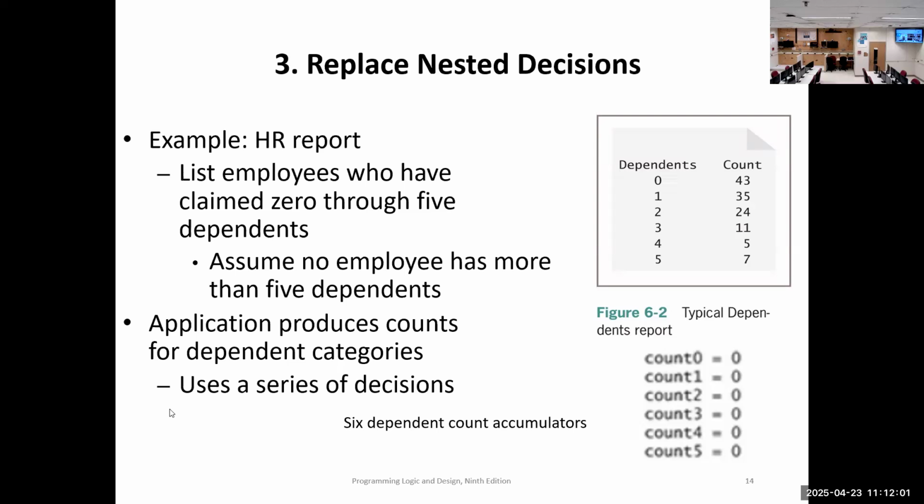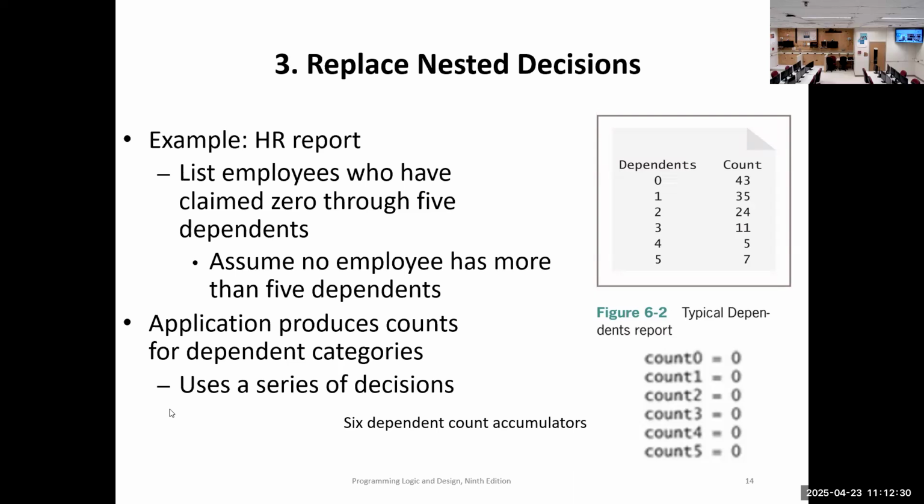How many employees with 0 dependents? How many employees with 1? How many employees with 2 and 3 and 4 and 5 here? Right? So in order to do that, you have to raise the question: how many dependents do you have? Right? So how do we do it? You have to maintain an accumulator here. But what do you think? How many accumulators do you have to maintain? 6. Right?